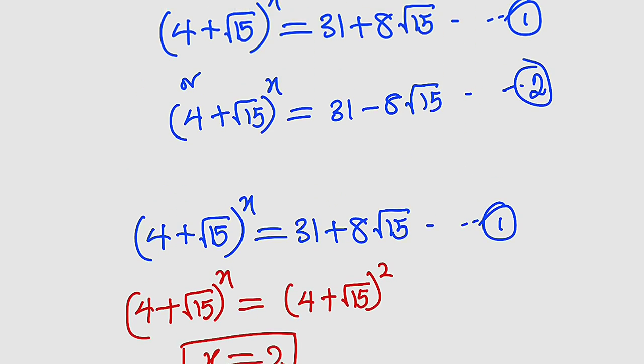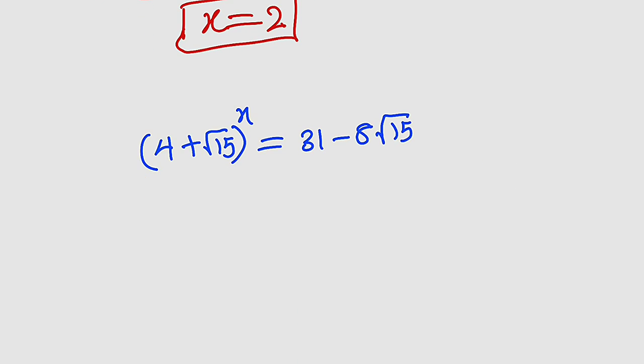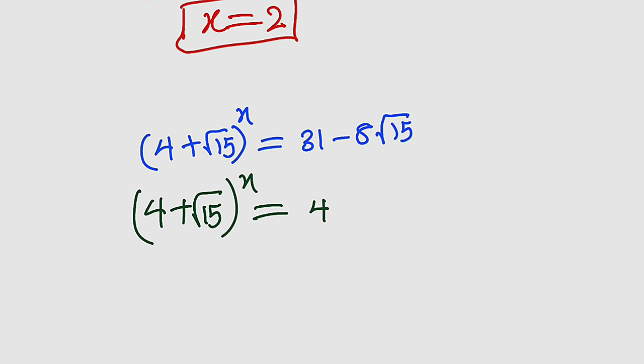Then let us pick the second equation, which is right here. So here is the second equation. 4 plus root 15 to the power of x is now equal to 4 minus root 15 to the power of 2. Once we expand this, you're going to get this back. But the bases are not the same. But remember, I told you that they are reciprocal of each other.